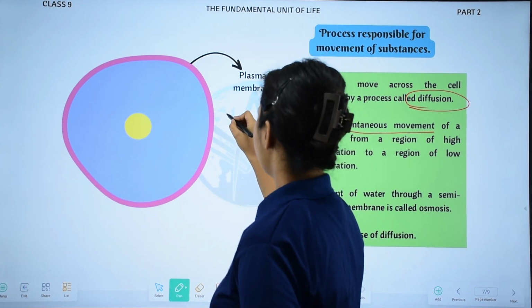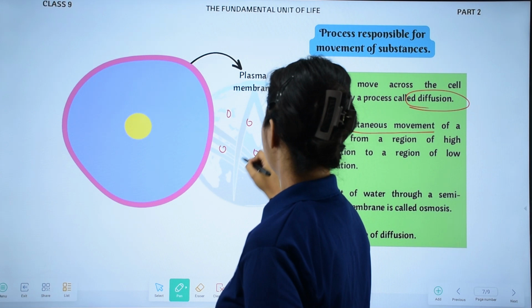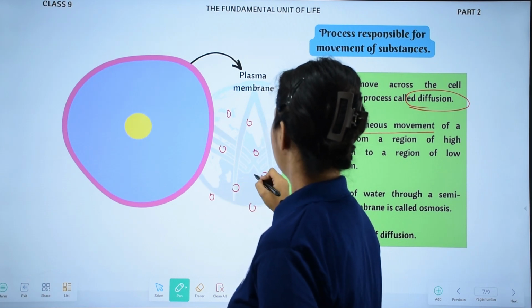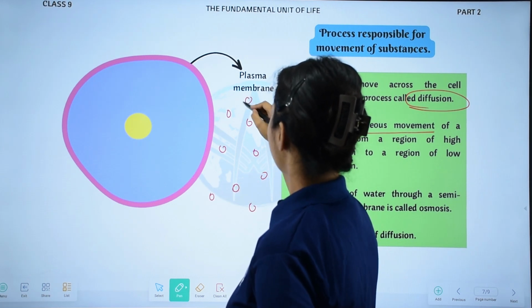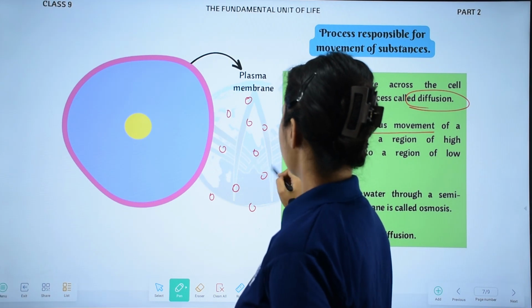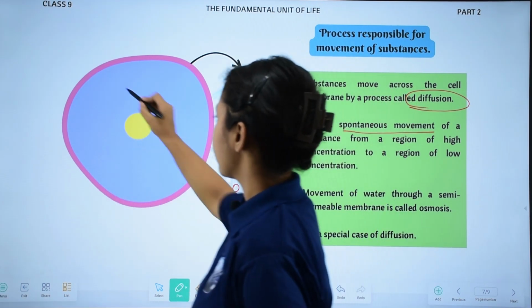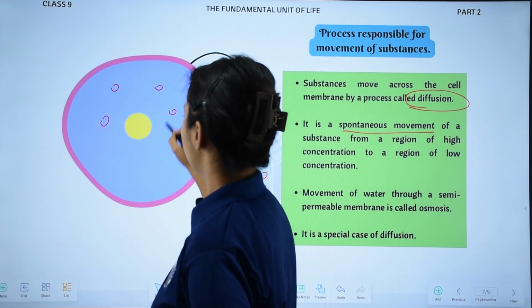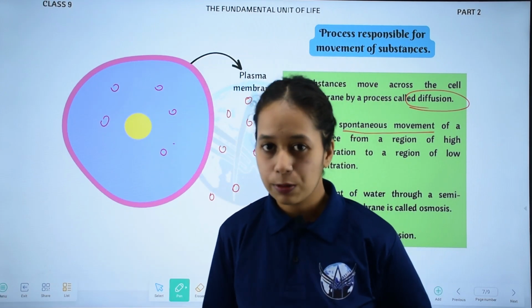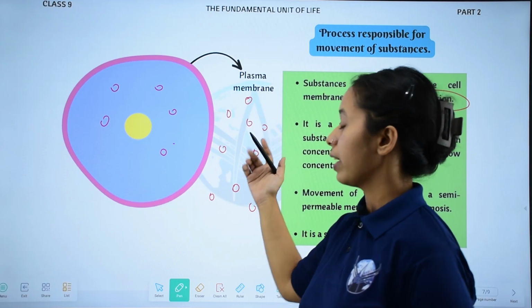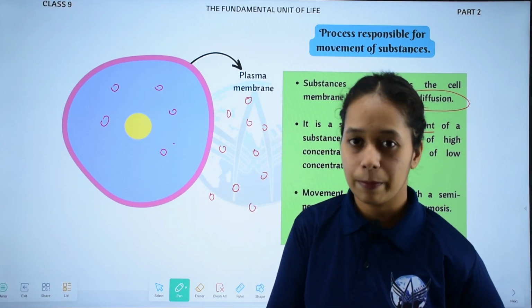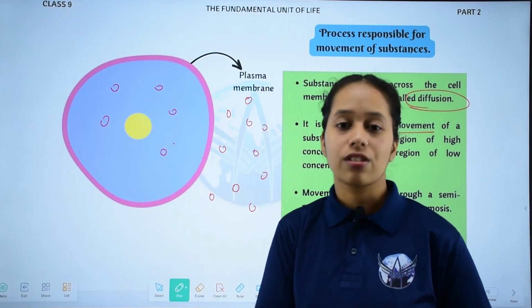For example, suppose we have 10 water molecules outside the cell: 1, 2, 3, 4, 5, 6, 7, 8, 9, 10. And inside the cell, we have only 5 water molecules. Now, outside the cell, we have a higher concentration of water, and inside the cell, we have a lower concentration of water.